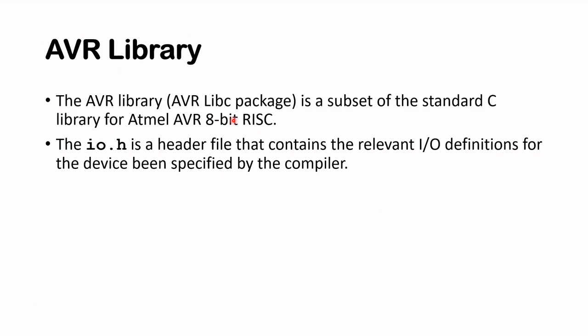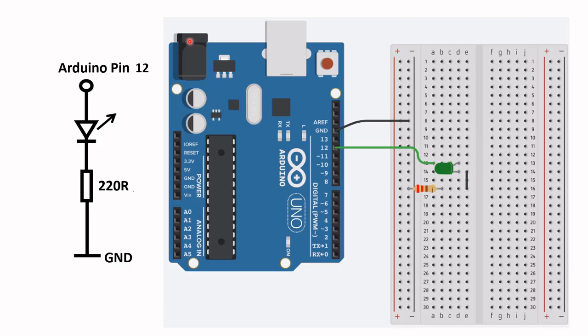I'll be using something called the AVR library. The AVR library, or the AVR libc package, is basically a subset of the standard C library, and it is for the Atmel AVR 8-bit RISC. Within this library, we'll find a header file called io.h. Please make a mental note of this because we'll be coming back to it. This header file contains all the relevant input-output, or IO, definitions for the device specified by the compiler. In our case, the device would be the Atmega 328 hardware.